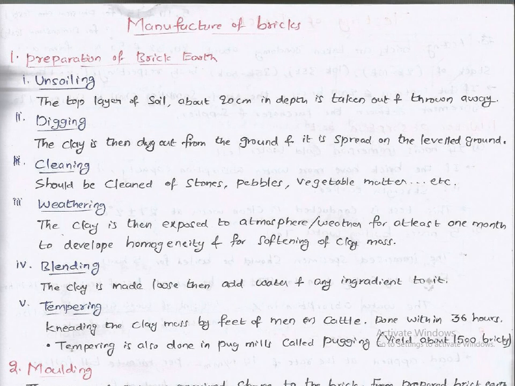Now the second process is molding. The process of giving the required shape to the brick from prepared brick earth is molding.